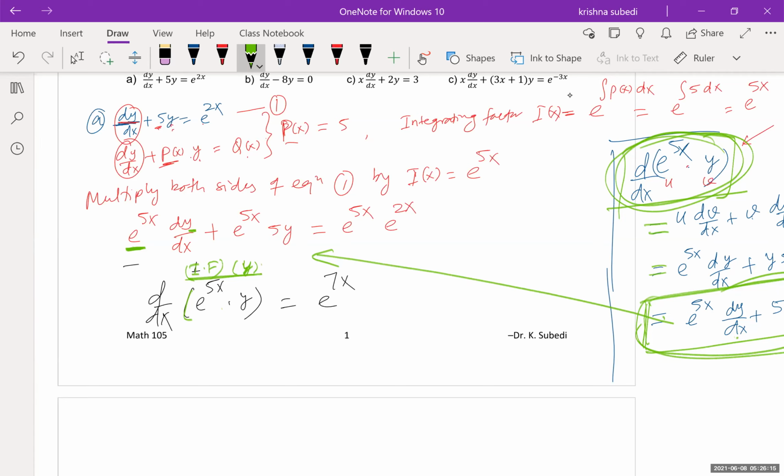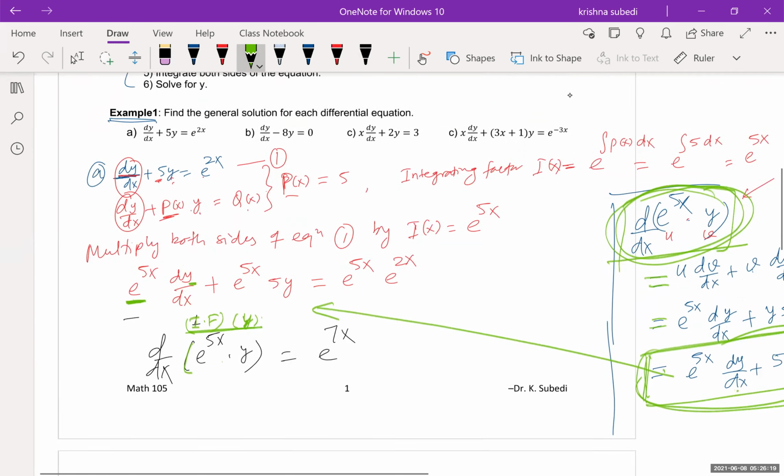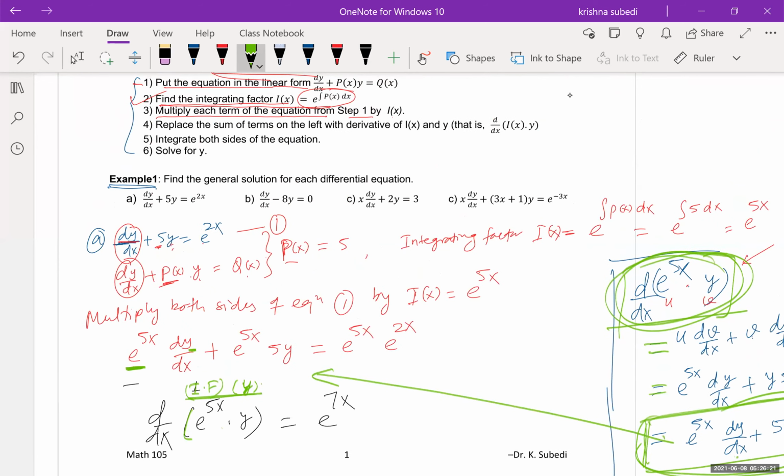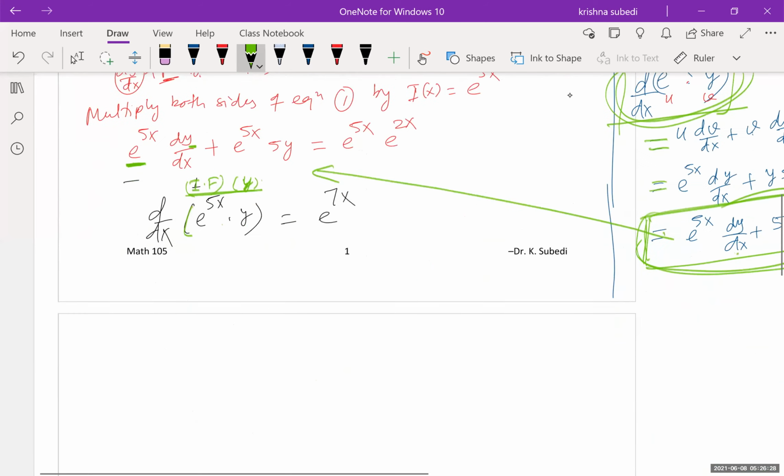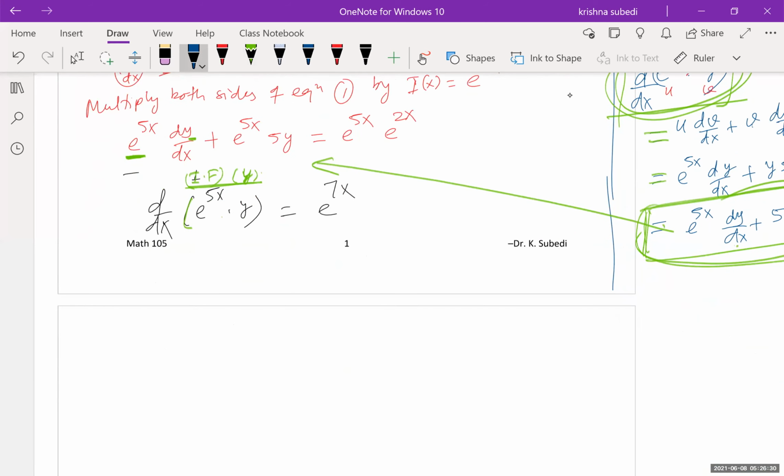So then now we need to solve this. In order for that, let's go back. We are done up to step 4. Now step 5, integrate both sides. Let us integrate because we don't want the derivative, we just want the value of y. So integrating both sides with respect to x.